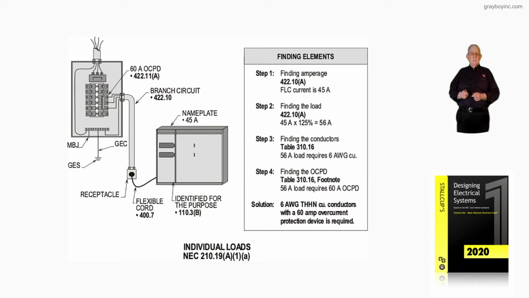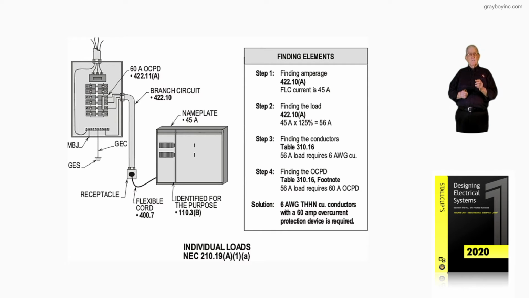Now here we're dealing with individual loads. In other words, we have a circuit supplying an individual piece of equipment that is cord and plug connected. Now notice the 60 amp overcurrent device is in accordance with 422.11(A).